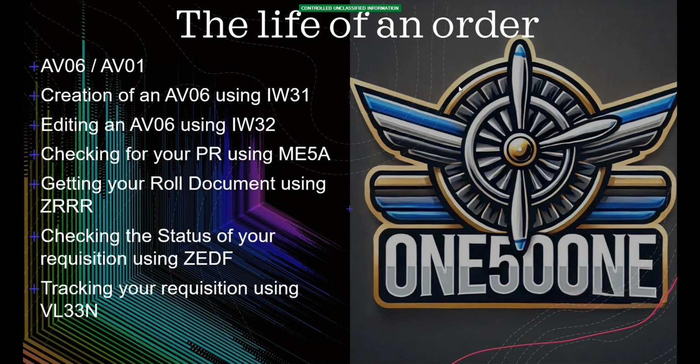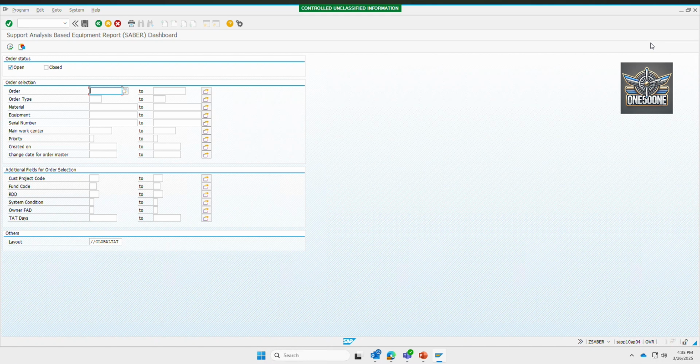We will briefly check the funding status using ME5A and talk about the aviation tech supply workbench. From there, we'll get the reservation number and we will get our roll document from ZRRR. We will check the status of our roll document using ZEDF, and we will track that same requisition using VL33N. So what is an AVO 6 and what is an AVO 1?